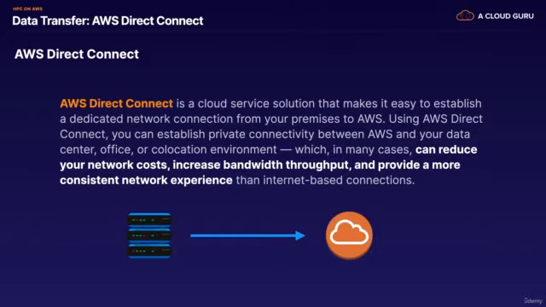And in many cases, this can reduce your network costs, increase the bandwidth throughput because it's dedicated to you, and provide a more consistent network experience than internet-based connections. And again, we will look at Direct Connect later on in the course, in the networking section of the course. So that's how we can move our data into AWS.